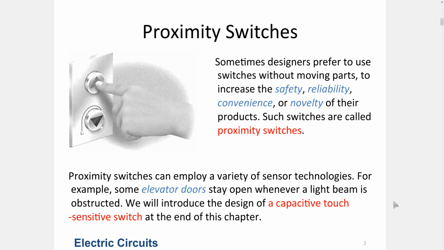We will introduce the design of a capacitive touch-sensitive switch at the end of this chapter to give you some practical insight into how we use capacitors and inductors in practical applications.